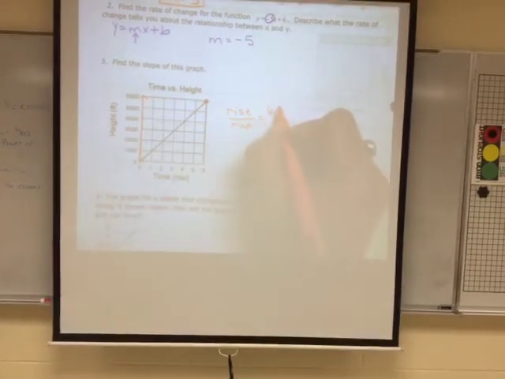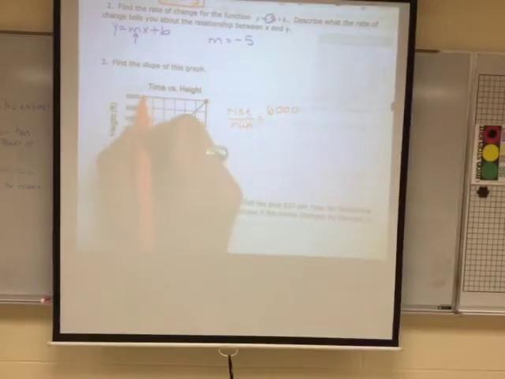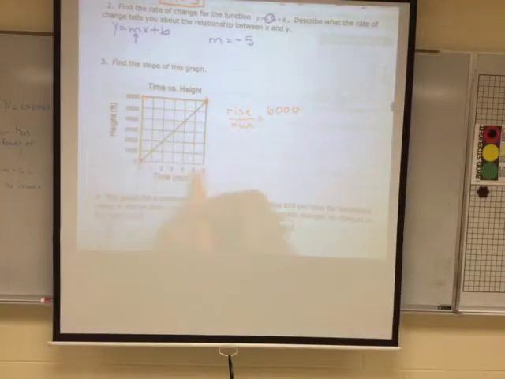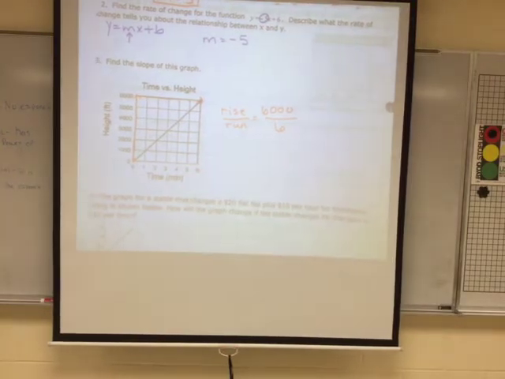6,000 feet. And then I go right 6 minutes. I can reduce this ratio to be 1,000 over 1. So my slope is 1,000. My slope is 1,000 feet per minute.